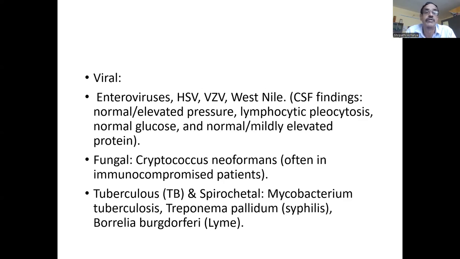Viral: enteroviruses, HSV, VZV, West Nile. CSF findings: normal or elevated pressure, lymphocytic pleocytosis, normal glucose, and normal or mildly elevated protein. Fungal: Cryptococcus neoformans, often in immunocompromised patients. Tuberculosis and spirochetal: Mycobacterium tuberculosis, Treponema pallidum (syphilis), Borrelia burgdorferi.